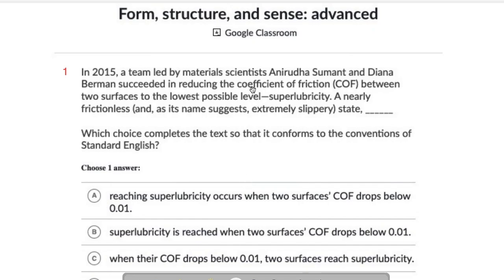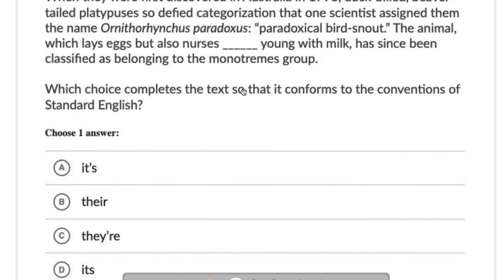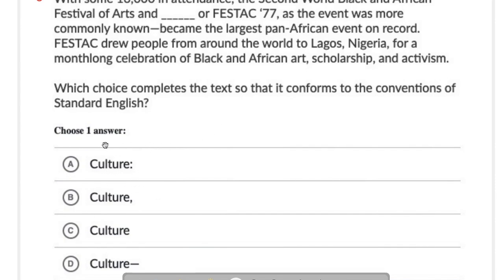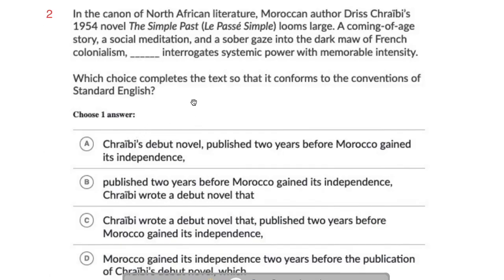So in this video, I'll be going over all of the standard English conventions questions in the Khan Academy's website, advanced level. And that's going to include both the ones that they categorize as form, structure, and sense, as well as the boundaries questions. And boundaries questions would be ones like that and that. So all of these are grouped together in this PDF and this video.